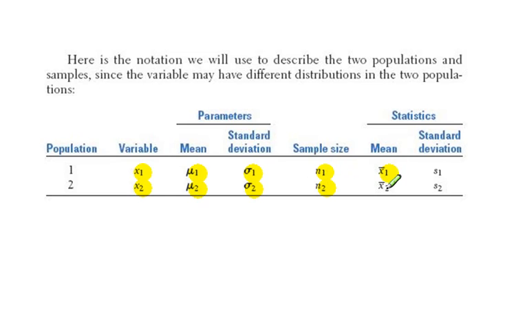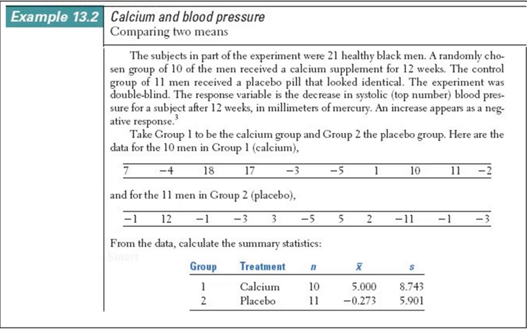And we have statistics, x-bar and x-bar, or it could also be p-hat and p-hat, and standard deviations for both. Easiest way to illustrate this is to just look at an example. You can turn in your book to example 13.2 and read what's going on here. But we're comparing two different groups. One has 11, one has 10. And the 11 and the 10 come from 21 healthy black men. And we're going to randomly select a group of 10 men to receive a calcium supplement. And we are going to leave the other 11 to receive the control or placebo pill.